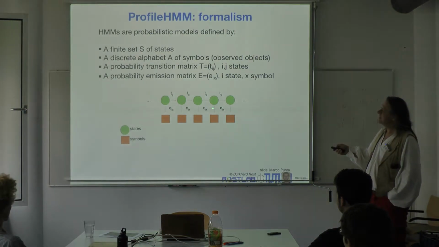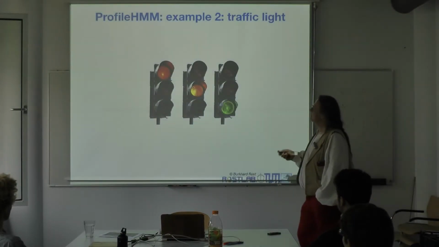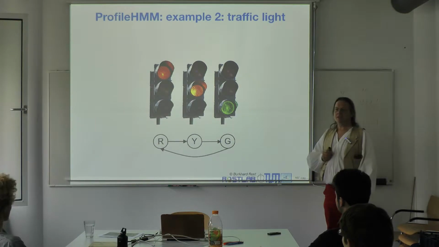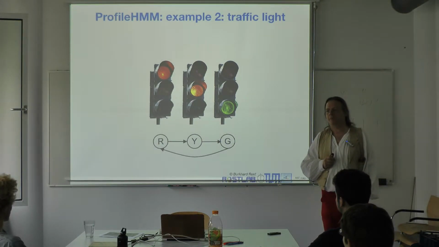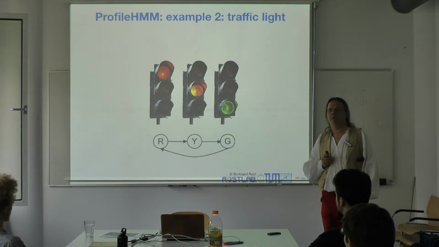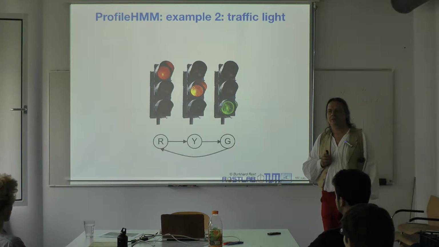So we have discrete alphabets, emission probabilities, and transition probabilities. It's a simple model. Now what about this one here? We have 3 states. Is that the same? The traffic light. What I assume here is the traffic light that we all encounter, a real traffic light, not a fake one. Is that a hidden Markov model?